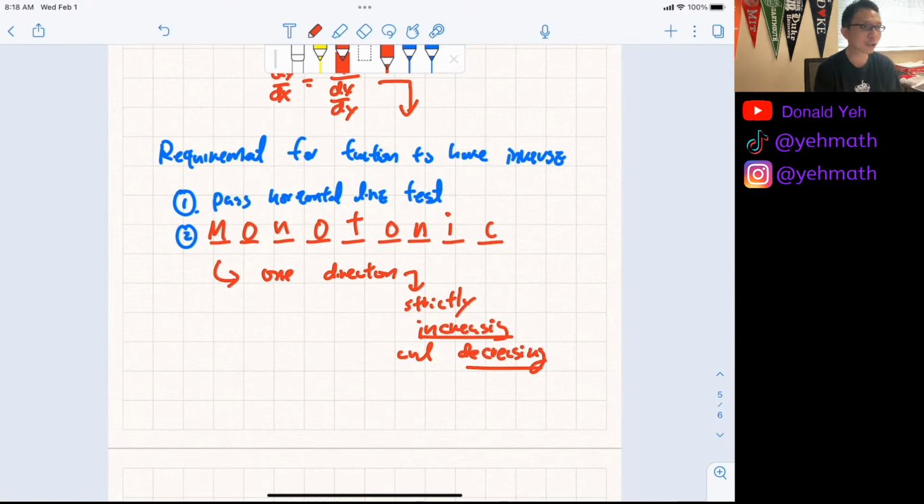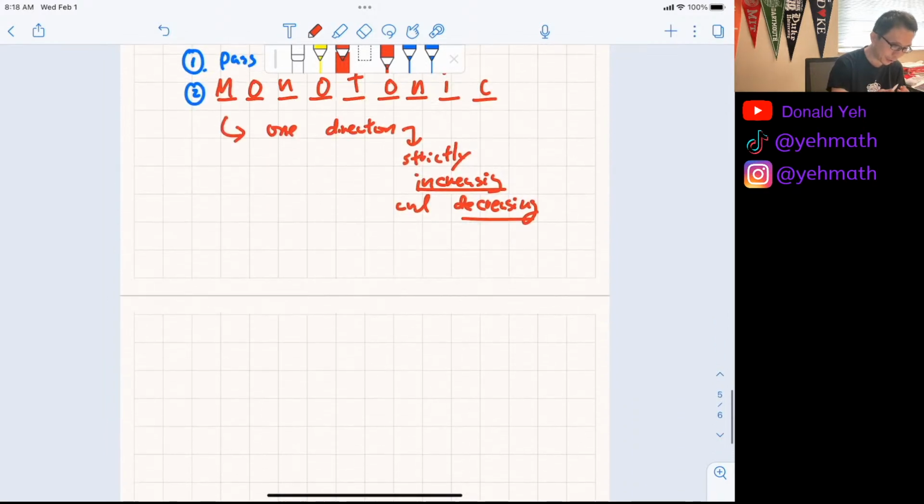Okay, so strictly increasing and strictly decreasing. Think about y equal to x squared. Can it have an inverse function or not? No. Why not? It's a parabola. It will be both decreasing and increasing. But the question's kind of tricky. Yes, you can have an inverse, but you have to have a restriction. y equal to x squared cannot pass the horizontal line test, so you cannot have an inverse function.